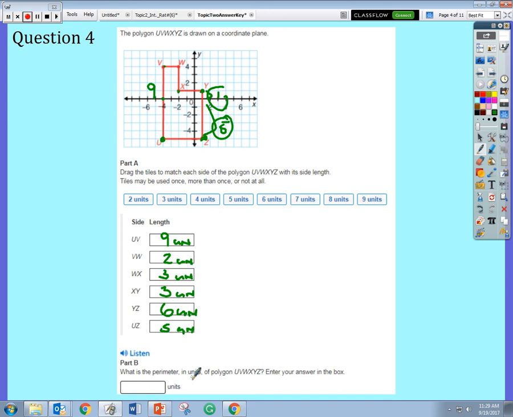Now it says, what is the perimeter in units of polygon UVWXYZ? Well, hey, perimeter just means distance around. Let's add all these up. 9 plus 2 is 11. 3 plus 3 is 6. 6 plus 5 is 12. And then we have the 5 by itself there. 1 plus 2 is 3. 3 plus 5 is 8, I believe. Correct? And then we have a 2. So we have 28 units. And I'm going to put a 28 there.